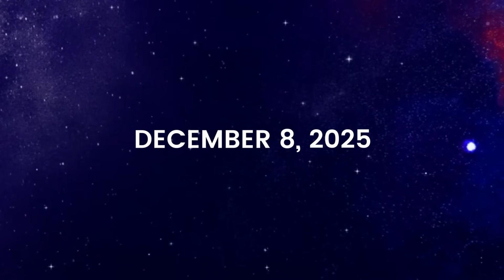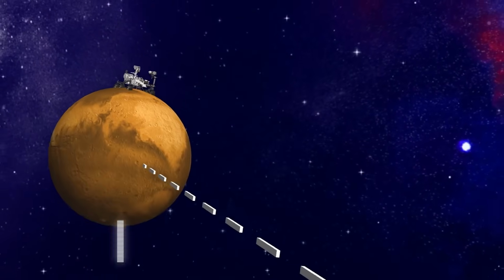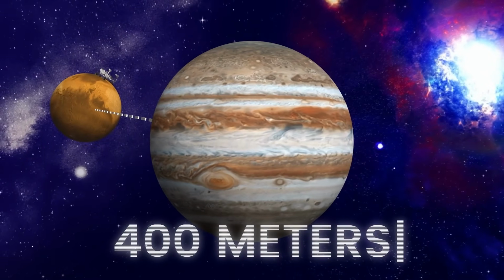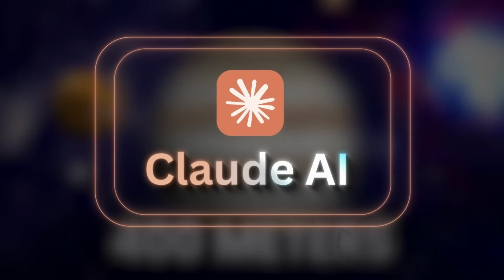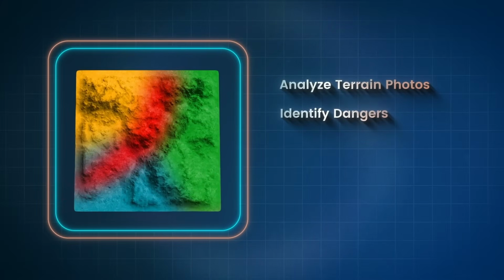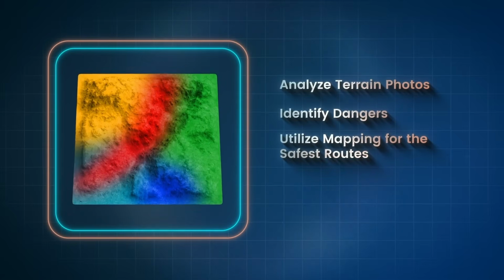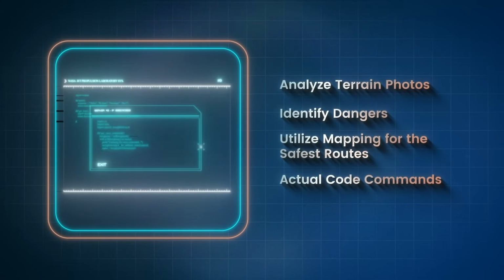On December 8, 2025, NASA drove a rover on Mars, 400 meters across another planet. And did you know they used Claude AI to do this? It analyzed terrain photos, identified dangers, and utilized mapping for the safest route, and even wrote the actual code commands.